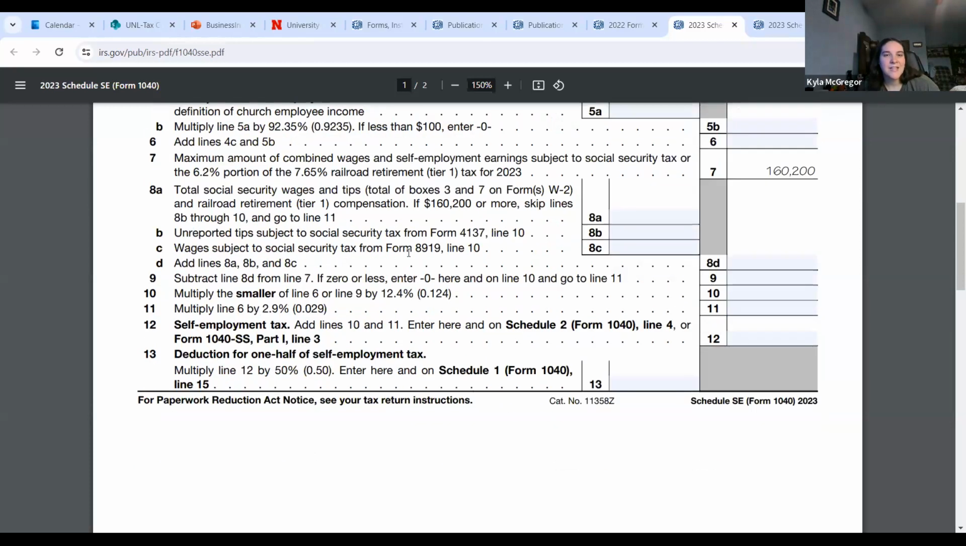But if somebody happened to have tips or other wages that didn't have Social Security taken out, those would get added in here. And then it would be multiplied by the 12.4 and the 2.9 to get your Social Security and Medicare, and that's what your self-employment tax would be. And then it would take 50% to put as the adjustment to income.